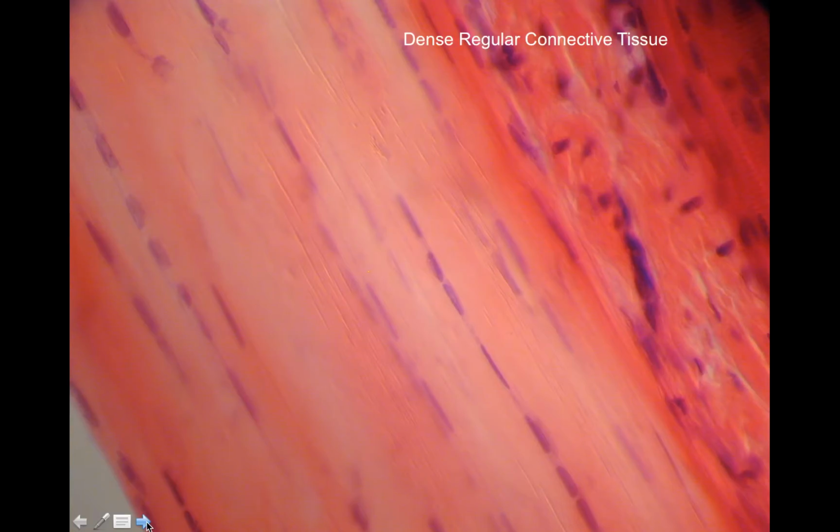All right, so dense regular connective tissue looks a little bit like a highway to me. It looks like there's little cars traveling down the highway here. Notice that all connective tissues have a matrix, and that's the space between the cells. The cells we're looking at here are fibroblast cells. Now these are going to be found in the tendons and ligaments. There's an irregular form, however, and let's take a look at that.